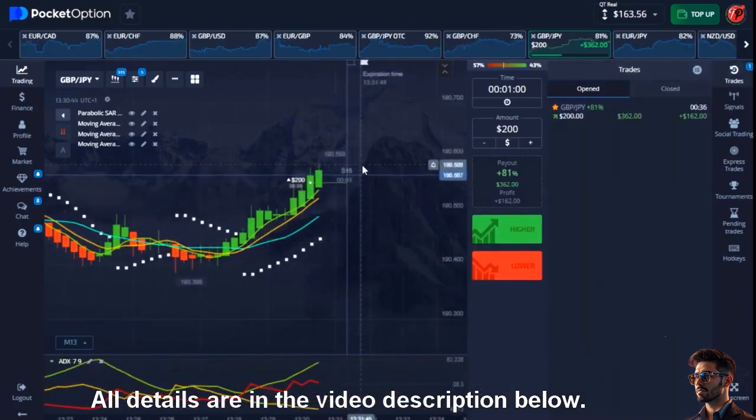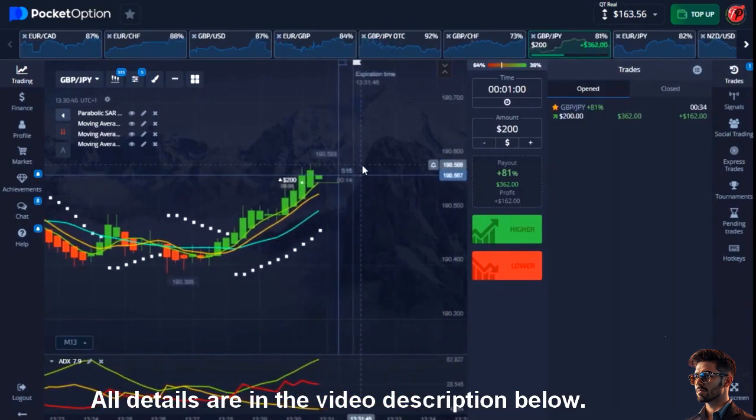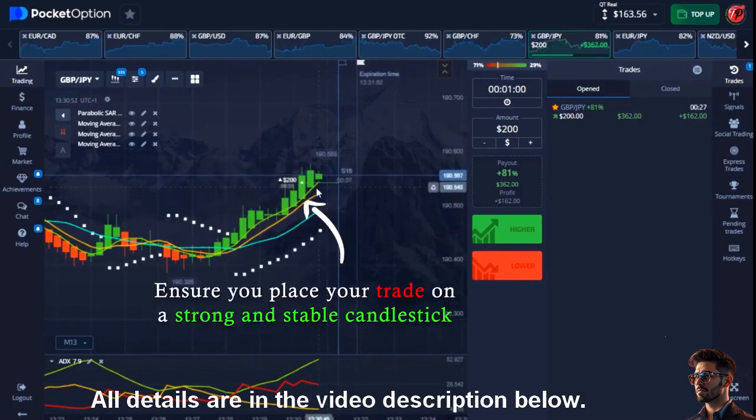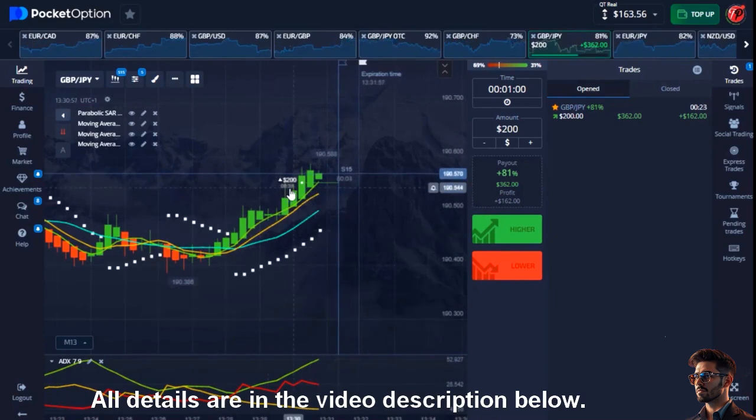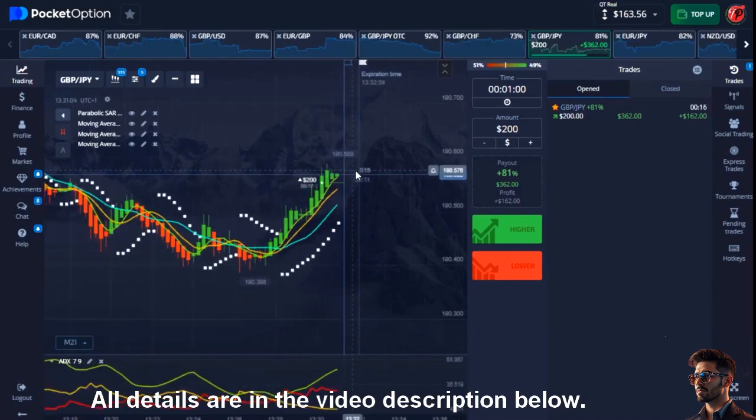So guys, I hope you understand the strategy. It's a very simple strategy, guys. Another thing is to always make sure that you're trading this on a very stable market. I'm currently trading very late, so the market is not that stable, and I'm finding it difficult to analyze the market. So let's make sure that you're trading on a very stable market.